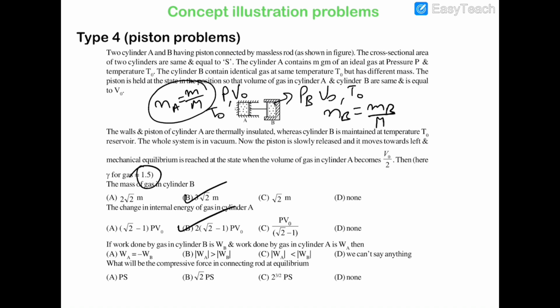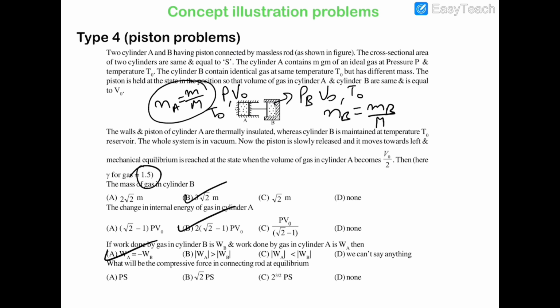Now the work done by the gas in cylinder B, WB, and the work done by the gas in cylinder A, WA, will be related as follows. You know that there is no atmosphere in the surroundings, and therefore gas B is doing work against A. So the work done by A will be equal to minus the work done by B.